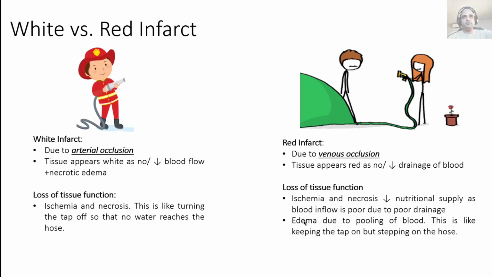It cannot be drained out, whatever necrotic tissue and damage is taking place. And it's just like standing on a hose, so that you get this large expanded area of the hose because things cannot get out. Red infarct on the right, white infarct on the left.